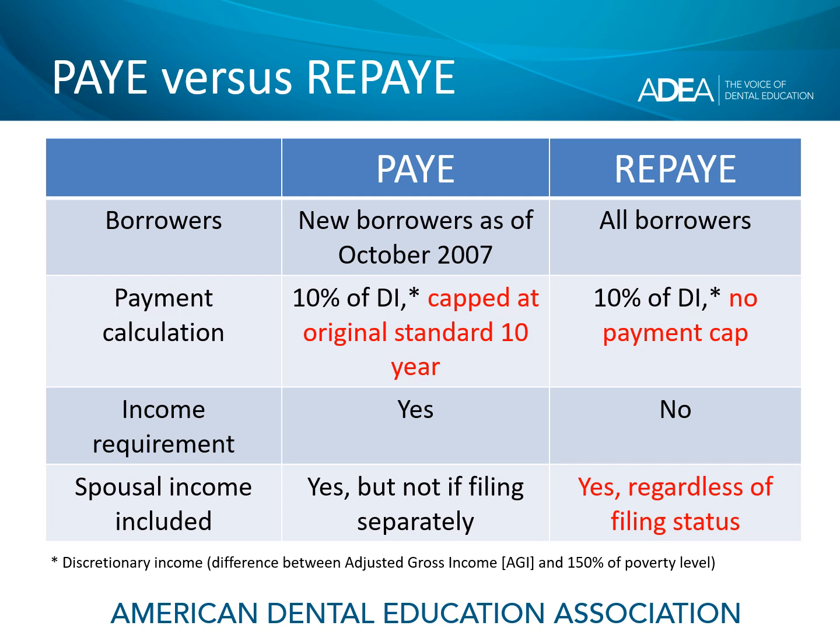Now look at the monthly payment calculation. Both PAYE and REPAYE have monthly payments that are calculated at 10% of what's called discretionary income, but there's a big difference between these plans. With Pay As You Earn, regardless of how high your salary goes, you are never required to pay more than what you would have paid under the original standard 10-year plan. In other words, there's a cap to your payments under Pay As You Earn. There is no such cap with REPAYE. You will always pay 10% of discretionary income.